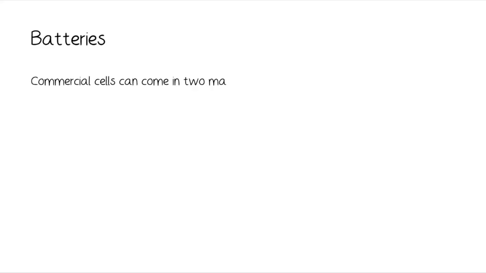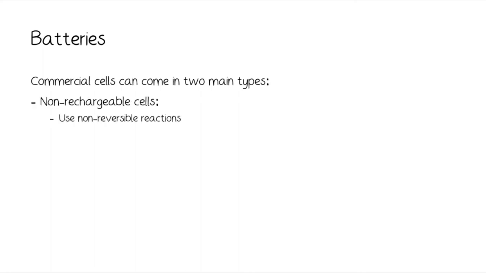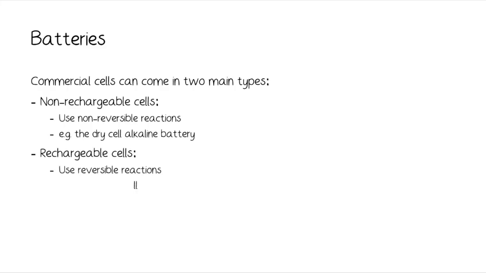Let's talk about the uses of electrode potentials on electrochemical cells, and this is batteries. So commercial cells can come in 2 different types. You can have non-rechargeable cells, and these use non-reversible reactions. An example is the dry cell alkaline battery. Rechargeable cells use reversible reactions, and an example of this is the lithium cell.